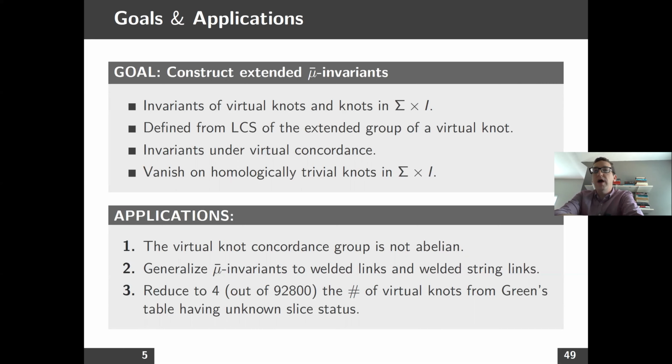Okay, and we'll have 3 applications of these goals once we accomplish them. So first of all, we'll show that the virtual knot concordance group is not abelian. That is in contrast to the classical knot concordance group, which we know is abelian. We'll also generalize the mu-bar invariants to welded links, welded string links, and this also works for ribbon torus links in S^4 and ribbon tubes. Okay, and we'll also reduce to 4 out of the 92,800 virtual knots from Green's table having unknown slice status.